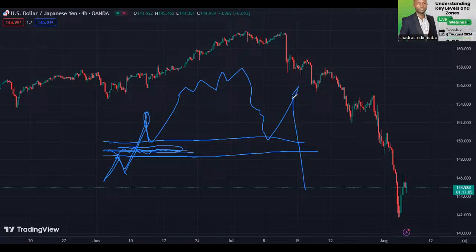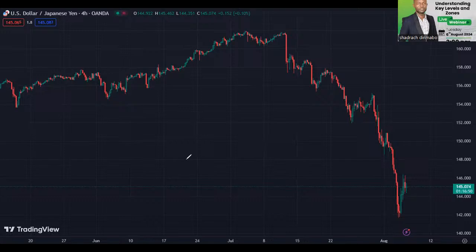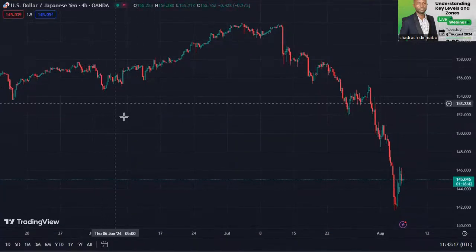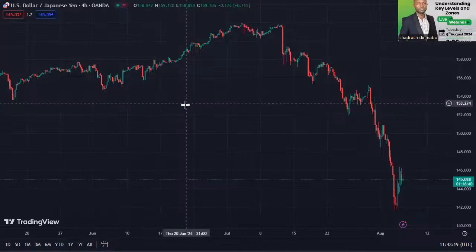Now the thing is, let's identify it on the chart and see how it actually works. That is what we want to look at in this case. So let's play it up and push on. This is USD JPY. So let's look at this concept of key levels. For instance, let's see this.